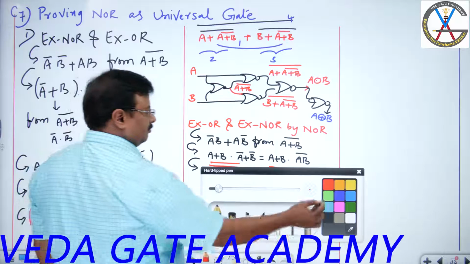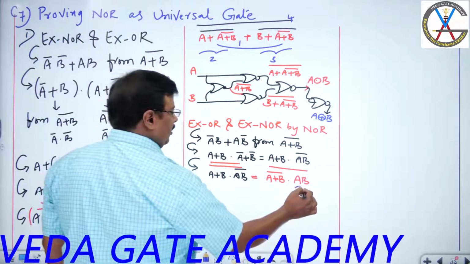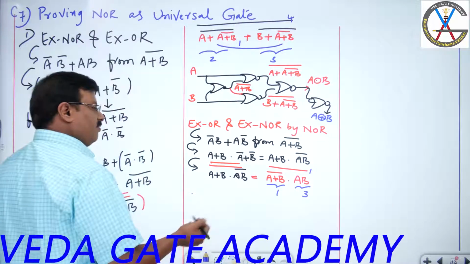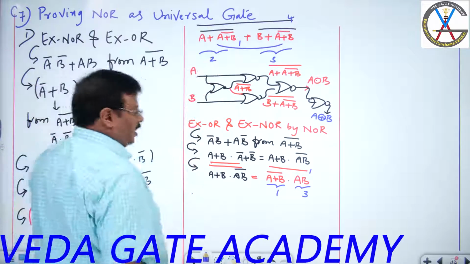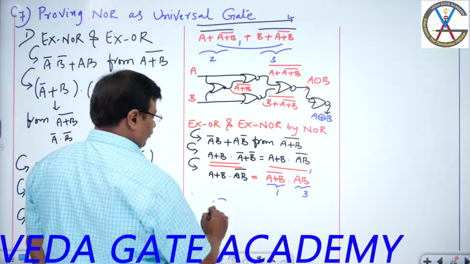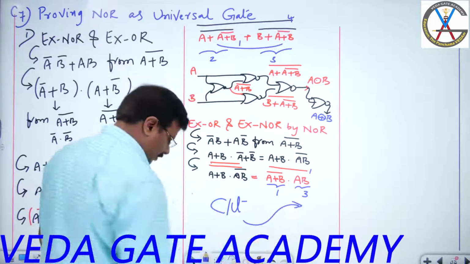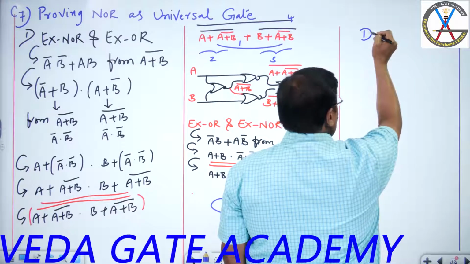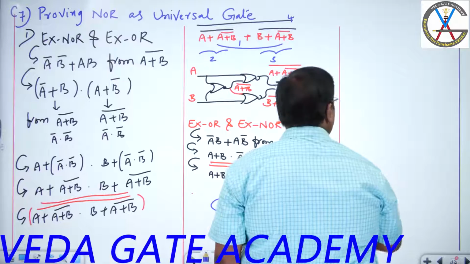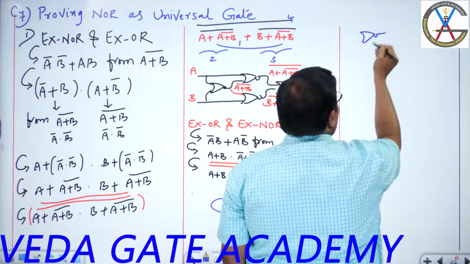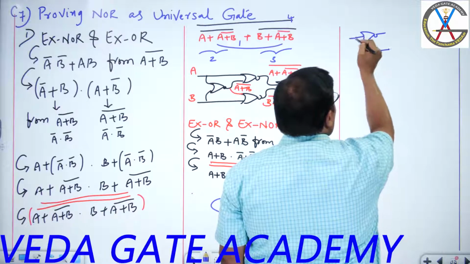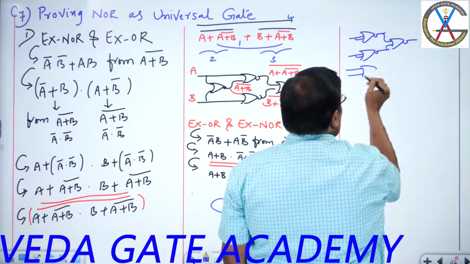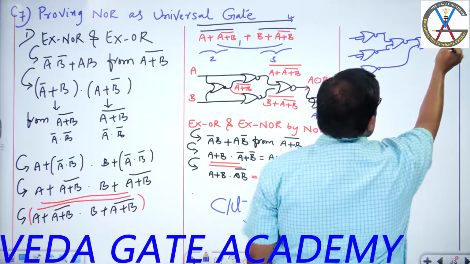Now how many NORs? To get AB, 3 NORs. A plus B bar is 1 only, and this is 1 again. So totally 5 NOR operations to get this. Circuit let us draw over there. Here is NOR. Another NOR to get AB operation. For that, A plus B bar combination. Yeah, 5 NORs here.